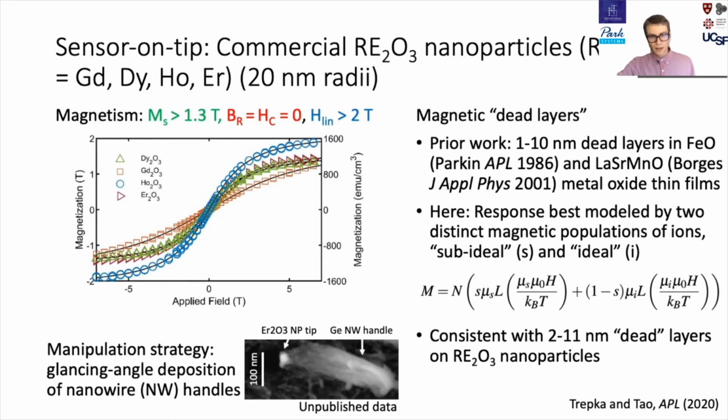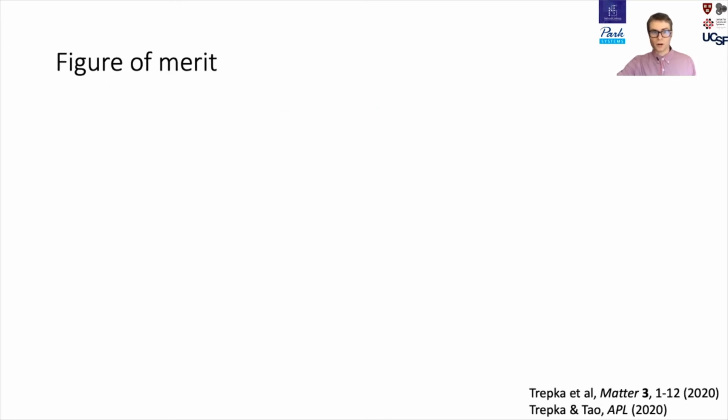So we decided to model the response of the magnets that you see in the colorful graph on the left using 2 distinct magnetic subpopulations, one that we consider to have a sub-ideal magnetization and one that has the ideal magnetization for that rare earth oxide particle. We find through this modeling that the magnetic responses we observed are consistent with 2 to 11 nanometer dead layers on the surface of these rare earth oxide nanoparticles. These dead layers are magnetically weaker, magnetically inert in comparison to the theoretical ideal magnetization of rare earth ions.